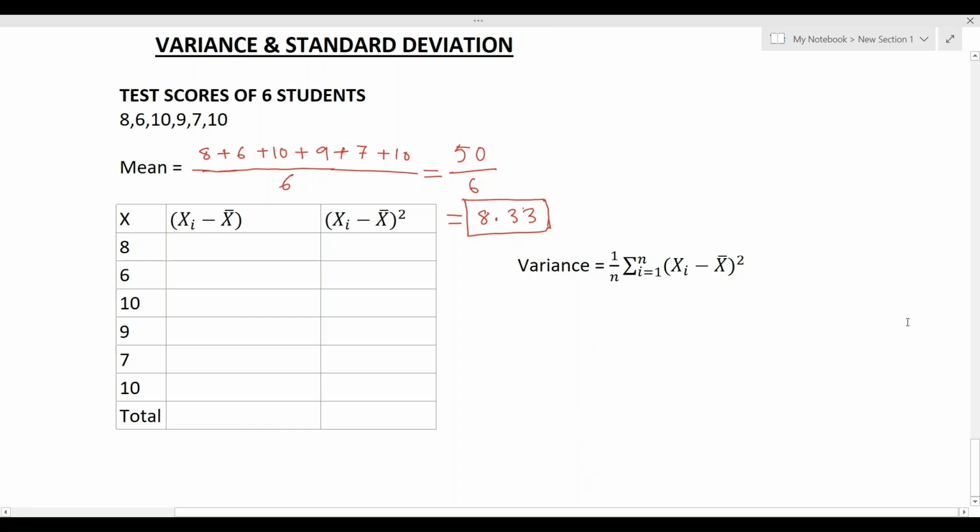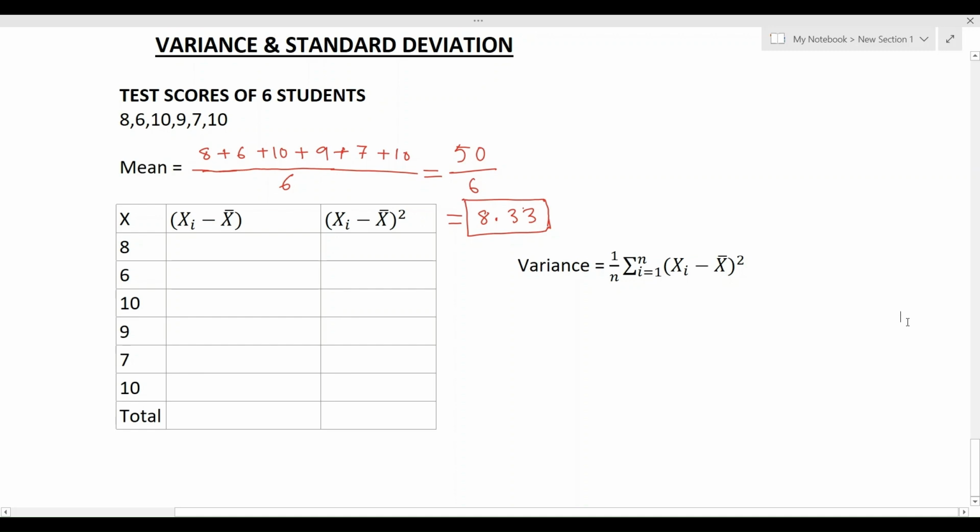So today we are going to learn how to calculate the variance and standard deviation of a dataset. First we need to know what is variance. Variance is the average of the square of each data point from the mean of the dataset. Let us explain this step by step.